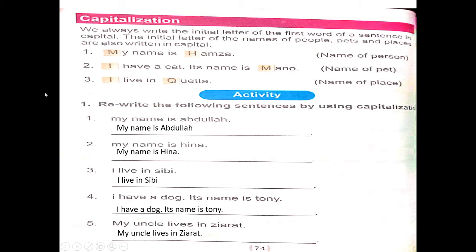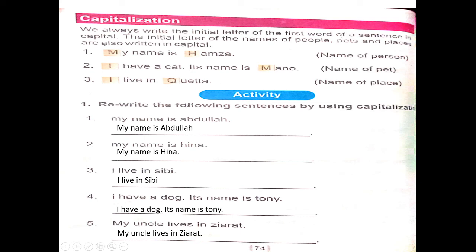I have a cat. I is not the name of a person, a pet, or a place. So I is the first word of a sentence, so I should be capital. I live in Quetta. Quetta is the name of a place, so Q should be capital.